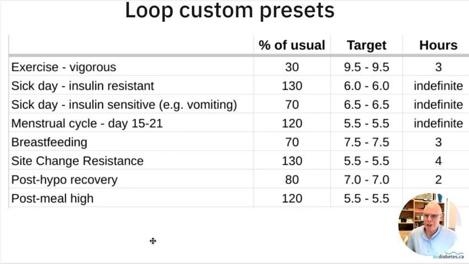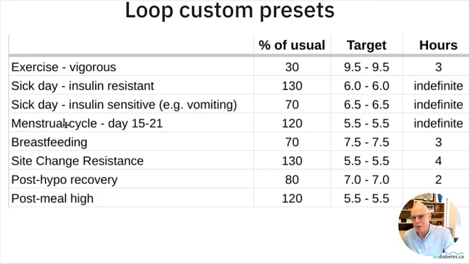I mentioned custom presets. We have, I think, 13 that we install by default with every Looper. Our vigorous exercise preset gives 30% of the usual amount of insulin. We're talking ISF, we're talking basal, we're talking insulin given according to carbs, with a higher target for 3 hours. Sick day, we crank it up, we give 130% of the usual insulin predicted, with a target of 6 running indefinitely. Sick day insulin sensitive, if you're vomiting you're going to need less.